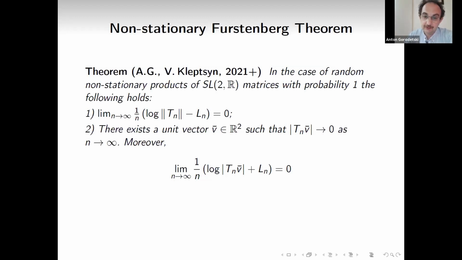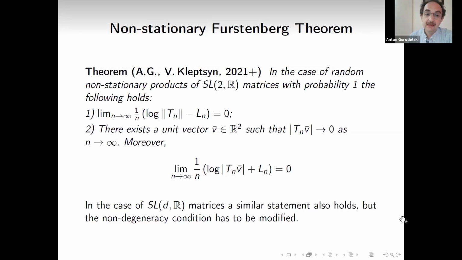You need, for example, to make sure that the growth of the norm is sufficiently fast. So in this particular case, it turns out that it is sufficiently fast to make sure that such a vector exists, and so we have a complete analog of the situation in the stationary case.